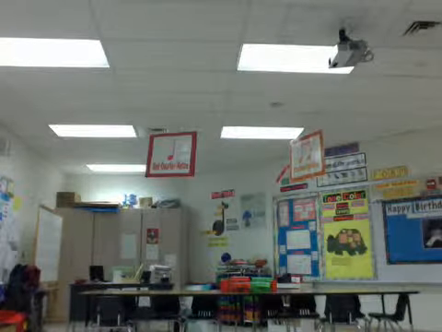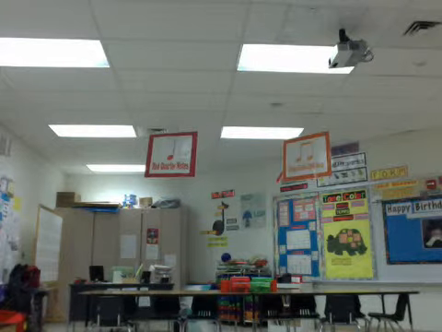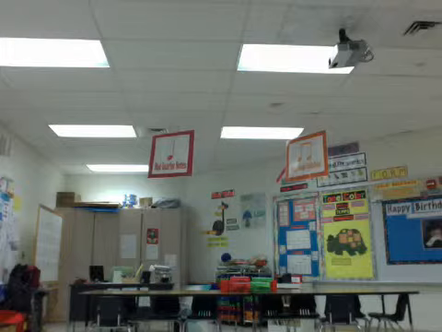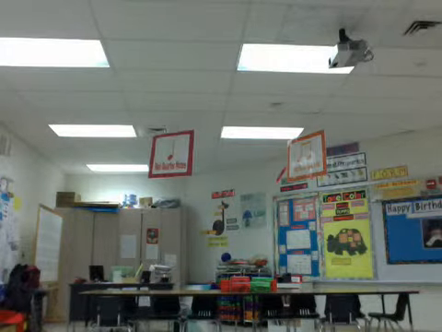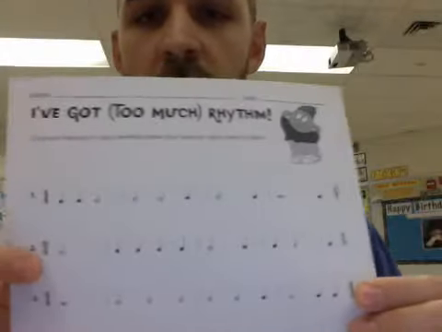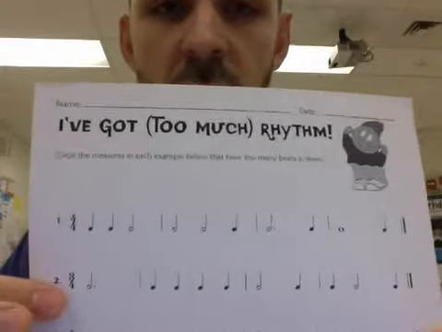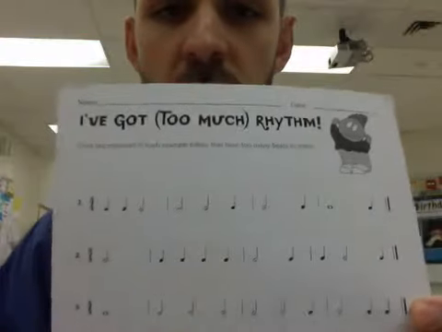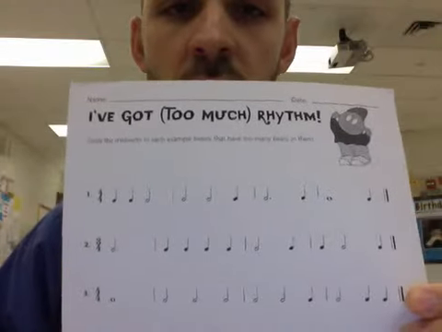There's another worksheet called I've Got Too Much Rhythm. You might not get to that, but there's directions with that. Actually, let me grab it real quickly. Okay, so just so you see it, I don't have an answer key for this one. I'll work on that. I've Got Too Much Rhythm. It says click the measures in each example below that have too many beats. So there's the first one.